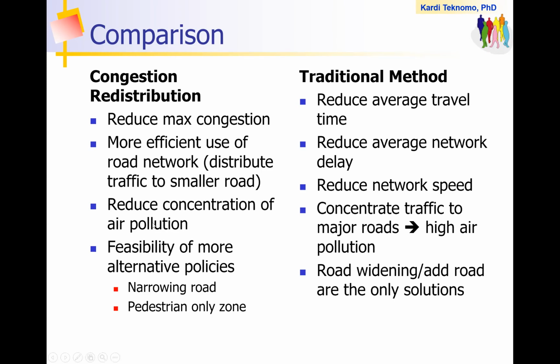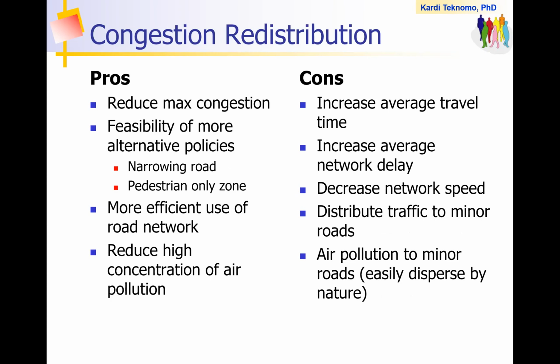And because of this, you can also reduce the concentration of air pollution. And you can justify reducing the number of lanes in certain places, not all, in certain places. Once you do that, you can narrow the road, and then you can use that road as a pedestrian-only zone or as a green place, no? So this is much better than the traditional thinking. Again, we want to improve the efficiency of the use of the road network.